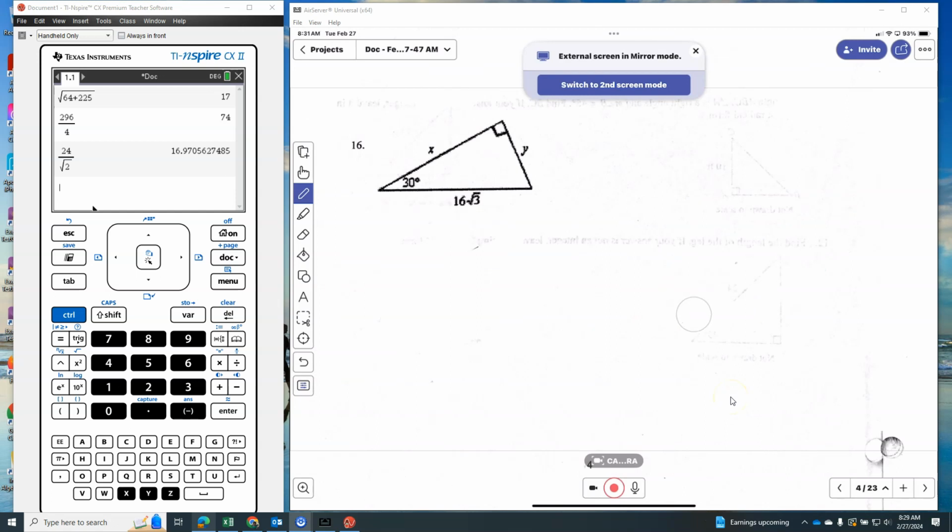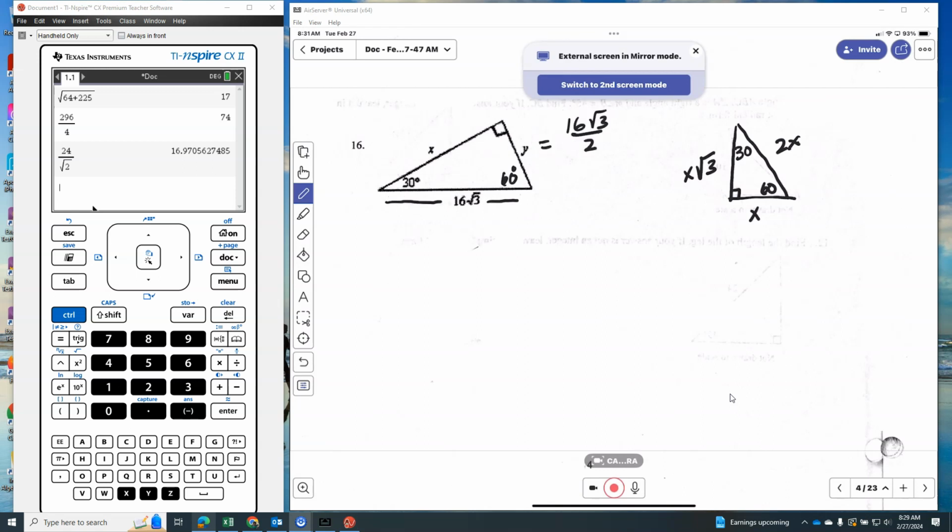So we have a 30, 60, 90 right triangle. Remember, you don't have to memorize anything. You have your foldable. This is 30, 60, 90. This is x. This is twice the x, that's the hypotenuse. And this is x times the square root of 3. So if this length, which is the hypotenuse, is 16 square root of 3, then y will be half.